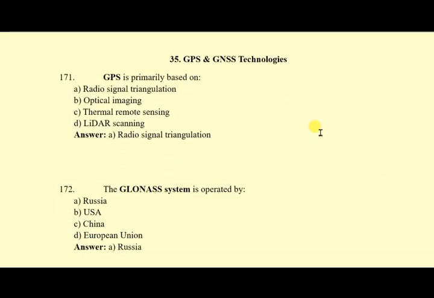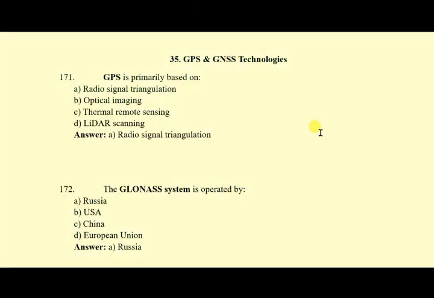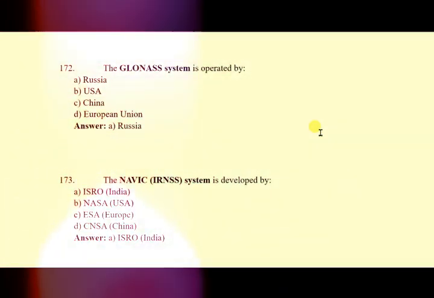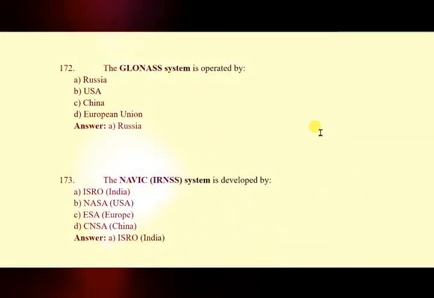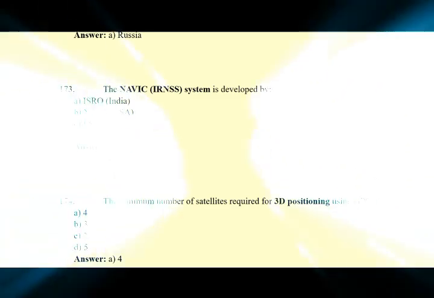Category 35. GPS and GNSS technologies. 171. GPS is primarily based on radio signal triangulation, optical imaging, thermal remote sensing, LiDAR scanning. Here the right answer will be radio signal triangulation. Question 172. The GLONASS system is operated by Russia, USA, China, European Union. Here the right answer will be Russia. The NavIC IRNSS system is developed by ISRO India, NASA USA, ESA European Space Agency Europe, CNSA China. Here the right answer will be ISRO India.